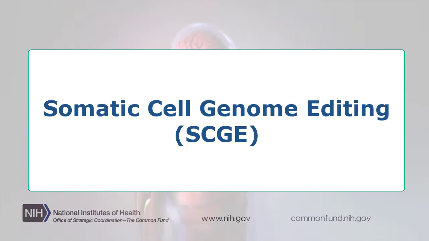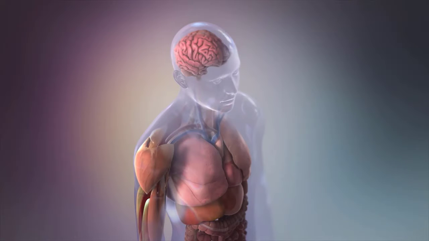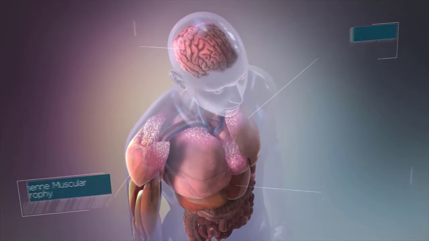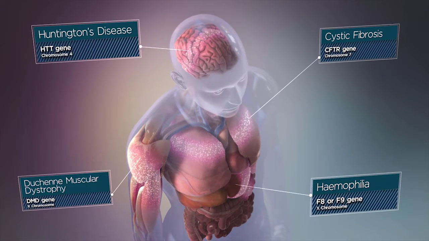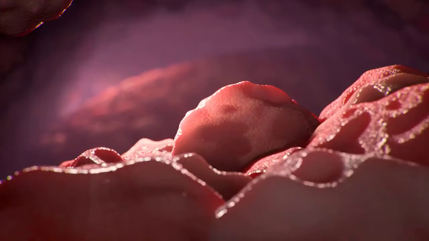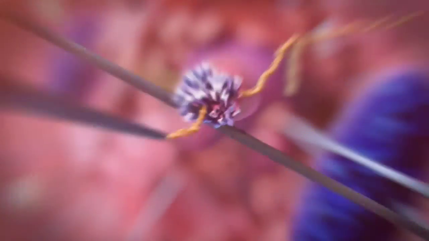A transparent human body is shown with organs inside. Thousands of human diseases are caused by changes or mutations to the body's DNA. Examples of genetic diseases are displayed next to the organs affected by the mutations. Huntington's disease in the brain, cystic fibrosis in the lungs, Duchenne muscular dystrophy in muscle, hemophilia in the liver. What if we could treat all these diseases by diving into our living cells to correct the mistakes?